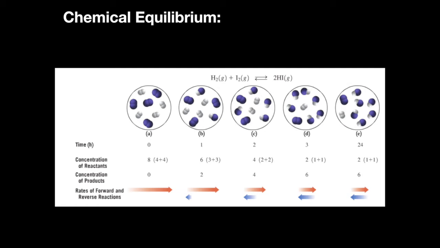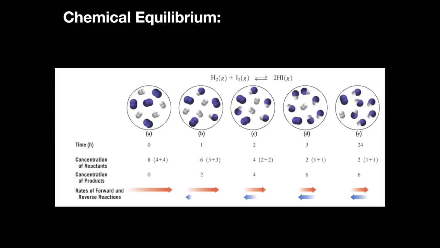However, as you get more and more product, since that product is acting like a reactant, your reaction rate is going to get faster and faster until you get to time equals 24 hours, where the rate of the forward reaction equals the rate of the reverse reaction. And at that point, you are at chemical equilibrium.